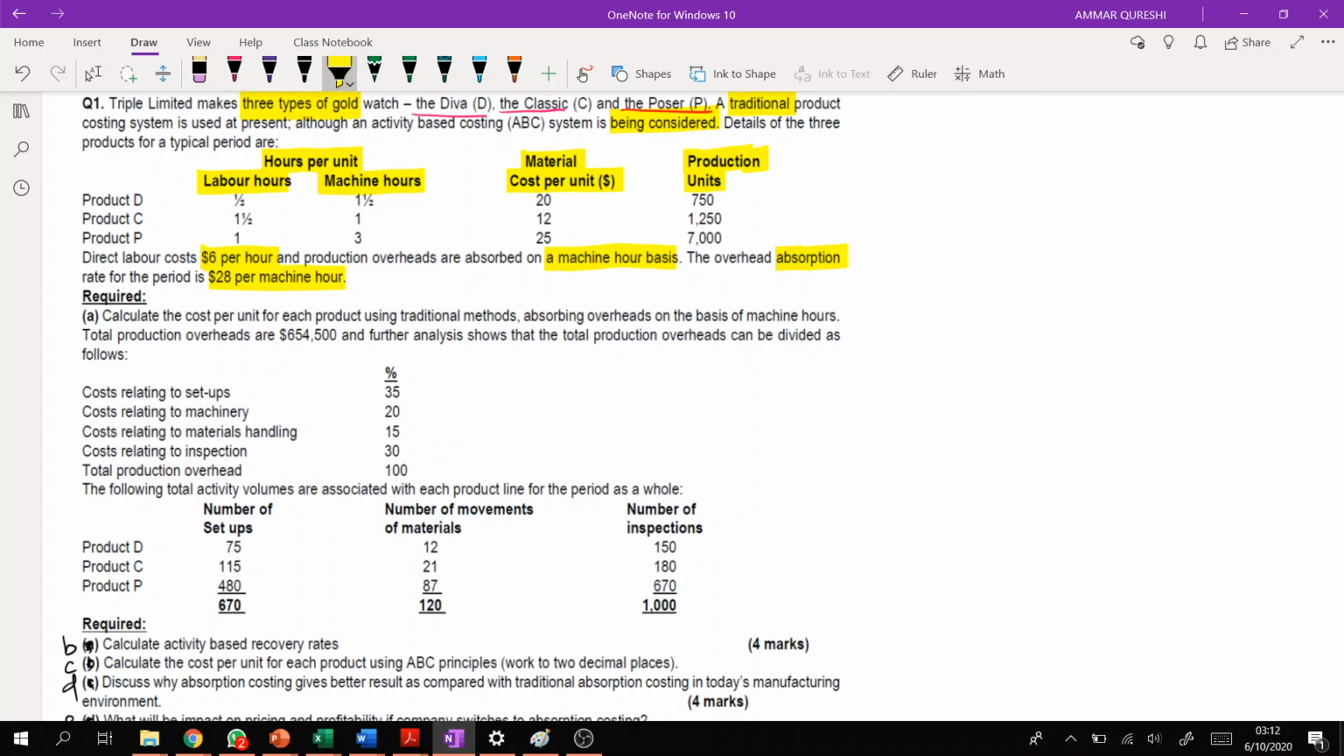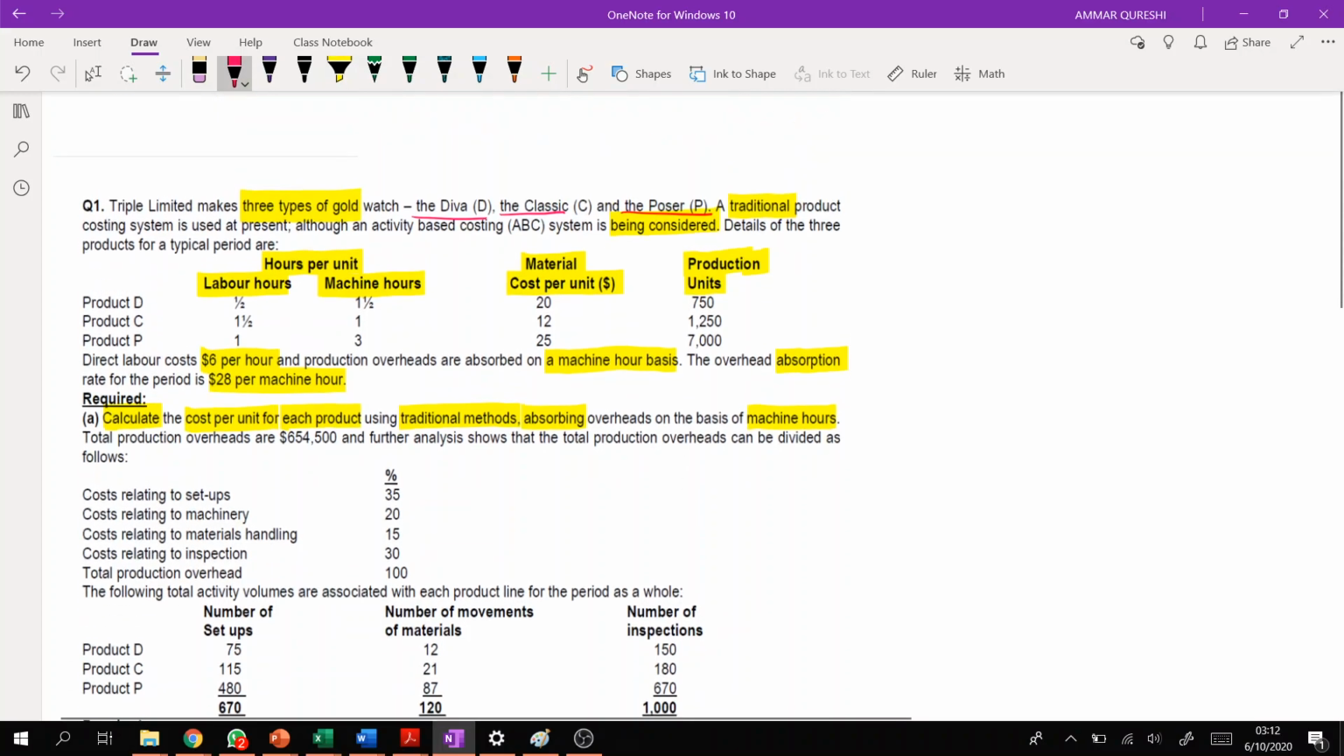Now, what's the first requirement? The first requirement is to calculate, right? Nothing related to theory. Calculate cost per unit for each product using the traditional method. Traditional method means nothing to do with ABC, absorbing overheads on the basis of machine hours. So you have to absorb overheads on the basis of machine hours. That's the first requirement, right? So let's start with the question. Let's see what we can do.